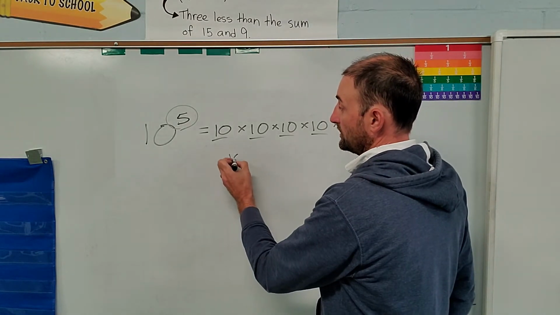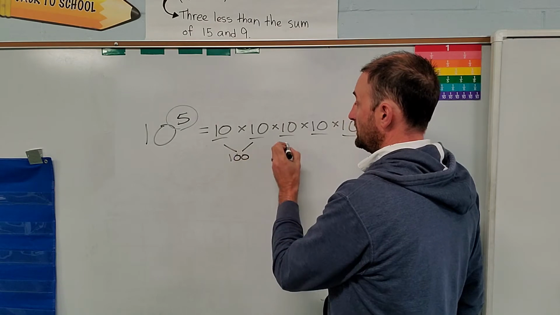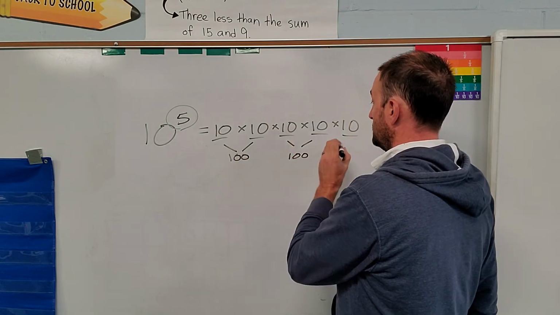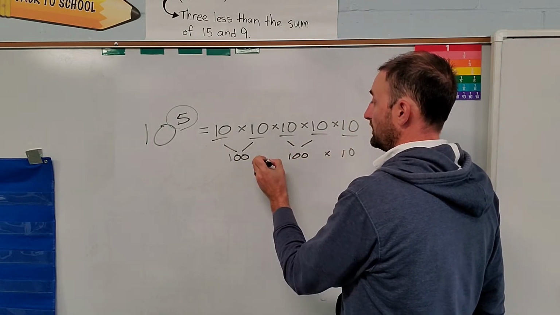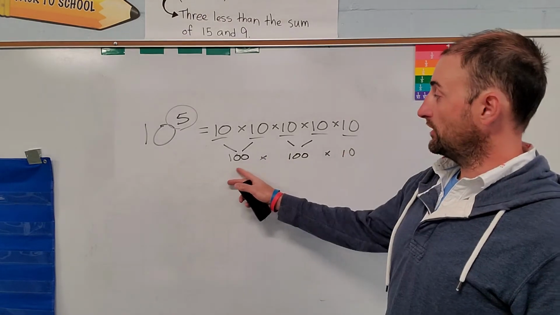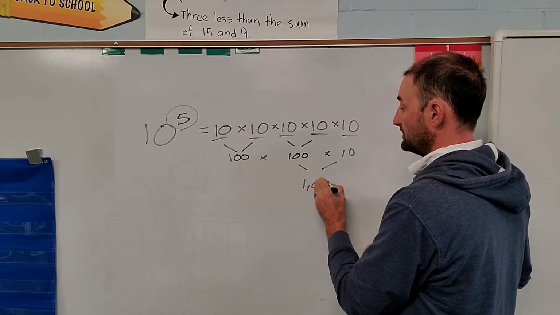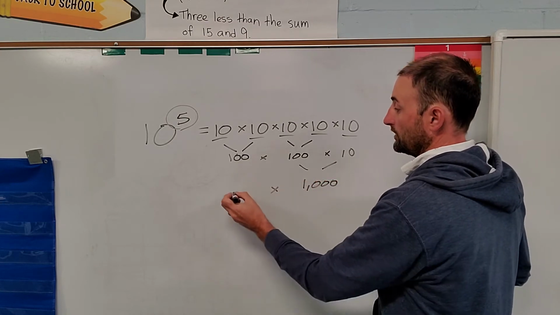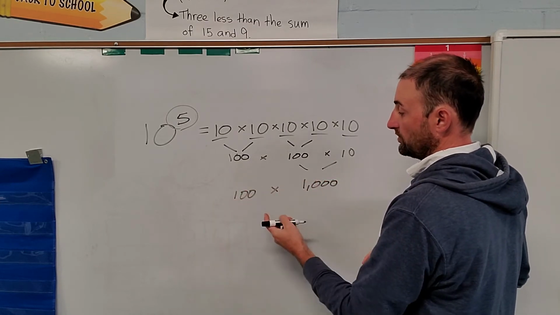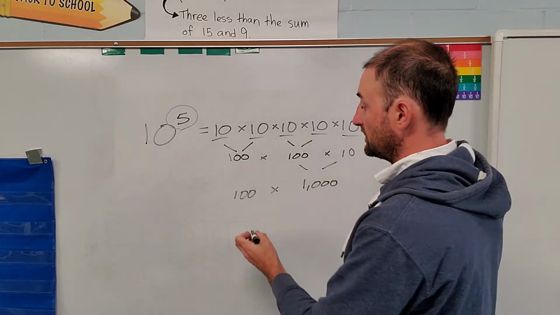10 times 10 is 100. So I can show this as 100 times 100 times 10. We know what 100 times 10 is. That's 1,000. Do we know what 100 times 1,000 is? Well, it's 100 groups of 1,000. It's going to be 100,000.